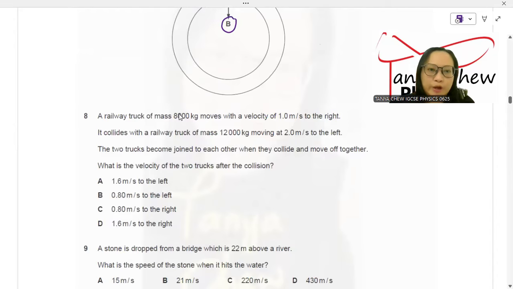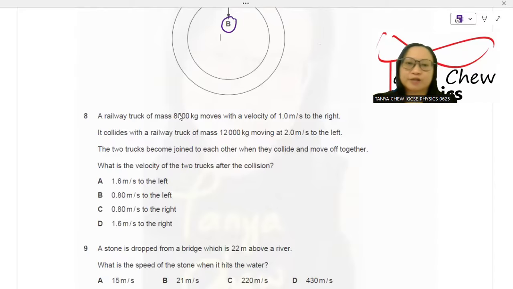Number 8, a railway truck of mass 8,000 kilogram moves with a velocity of 1 meter per second to the right. It collides with a railway truck of mass 12,000 kilogram moving at 2 meter per second towards the left. The two trucks become joined. You see this word join to each other when they collide and move off together. What is the velocity of the two trucks after the collision?